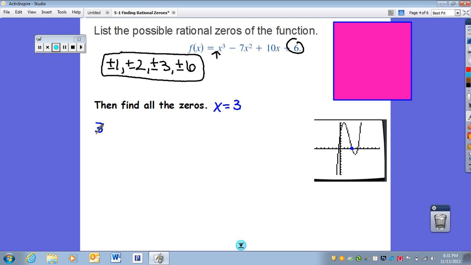So we're going to divide our polynomial function using synthetic division by 3. So we list the coefficients and do our synthetic division.